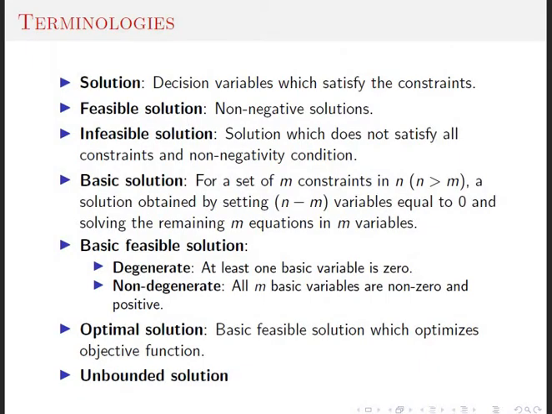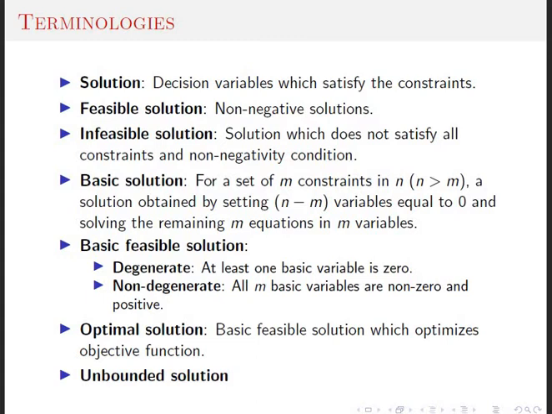Here is some important terminology in the optimization model. The first one is solution, which satisfies every constraint. Non-negative solutions are feasible solutions, otherwise it is known as an infeasible solution. If in a mathematical model there are n constraints and m variables, then an n minus m non-zero solution is known as a basic solution. If a basic solution is also a feasible solution, it is known as a basic feasible solution.